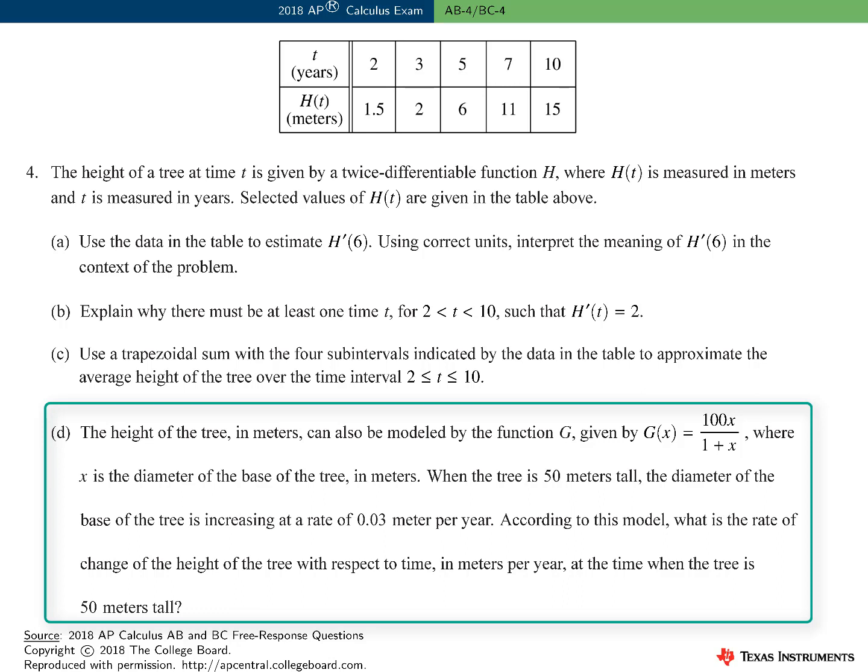The diameter of the tree is increasing at a rate of 0.03 meters per year when the tree is 50 meters tall. We need to use this model to determine the change in height of the tree with respect to time when the tree is 50 meters tall.